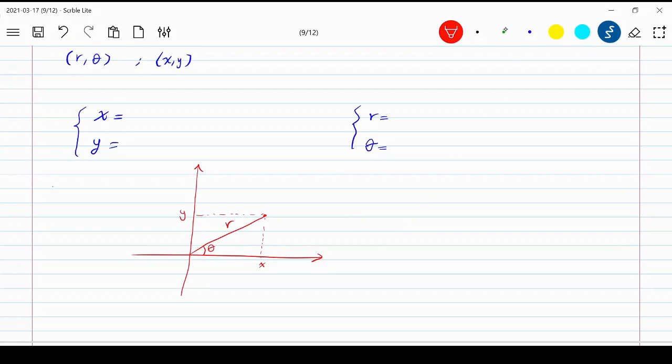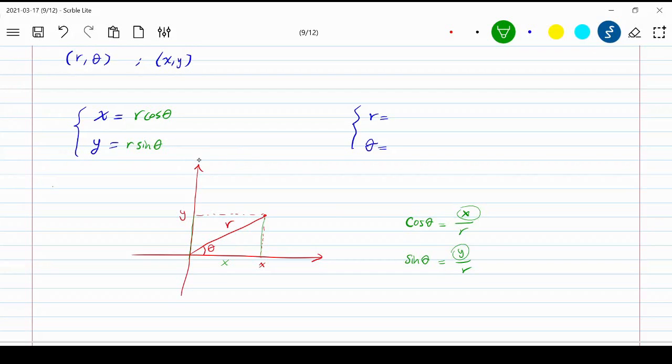So what is cosine theta? Cosine theta by definition is adjacent divided by the hypotenuse, so it would be x divided by r. On the other side, sine theta would be the opposite side, which is the y length, divided by the hypotenuse. So what would be the x value? What would be the y value? You should multiply by r on both sides, so r cosine theta would be the corresponding x, and r sine theta would be the corresponding y value.